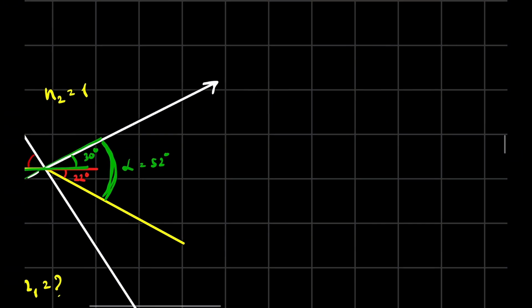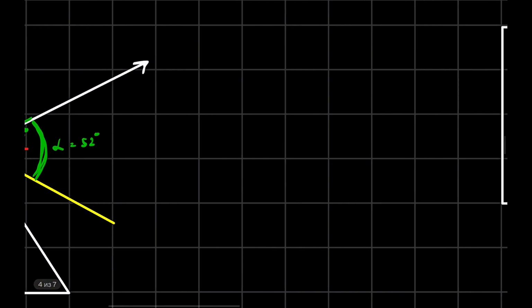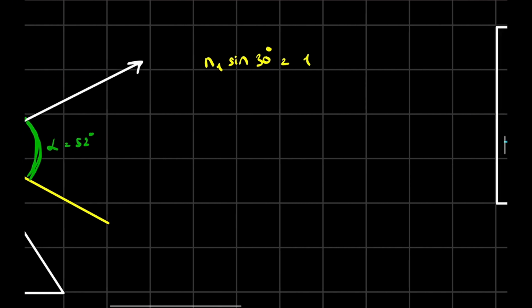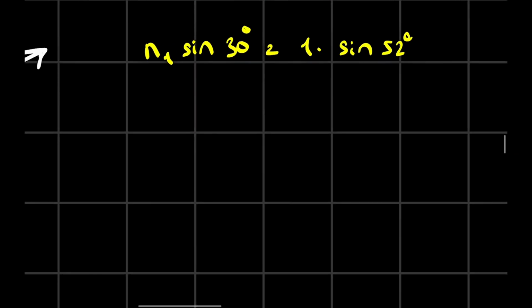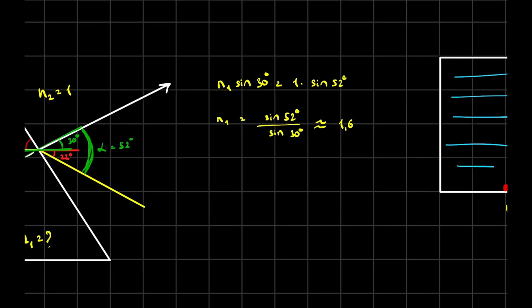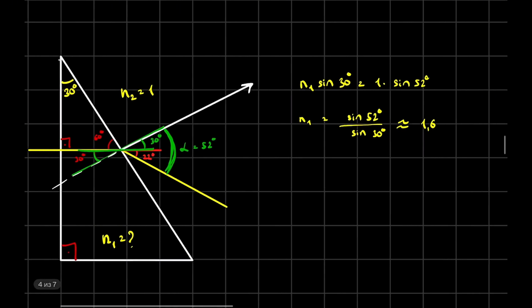Let me write it. n1 has got to be our glass. We need to find it. We don't know. n1 sine 30 degrees, because it enters with 30 degrees relative to normal. Then n2 is just 1 because it goes to the air, times sine 52 degrees because it's the angle of refraction. So basically n1 equals sine 52 degrees divided by sine 30 degrees. And if I remember correctly, it's got to be just 1.6. Something like this. Okay, this is pretty good. Pretty easy, just for the training.